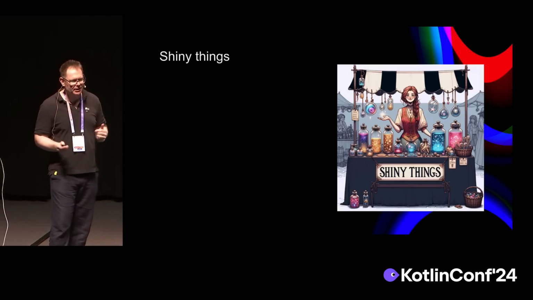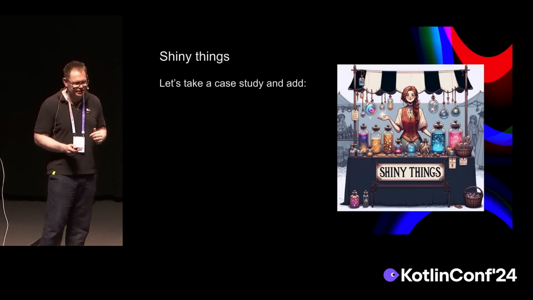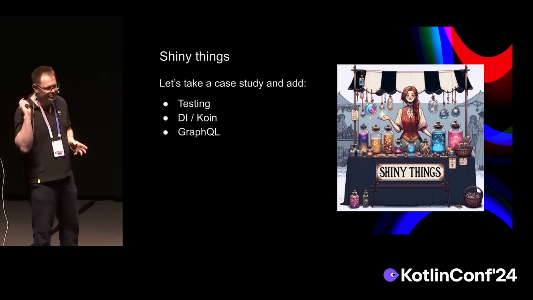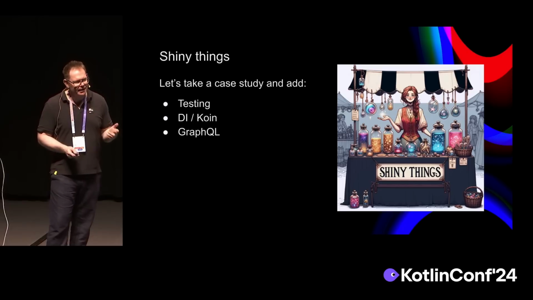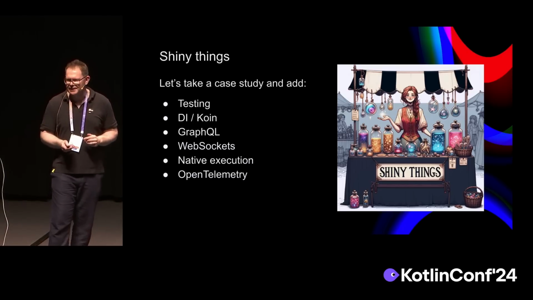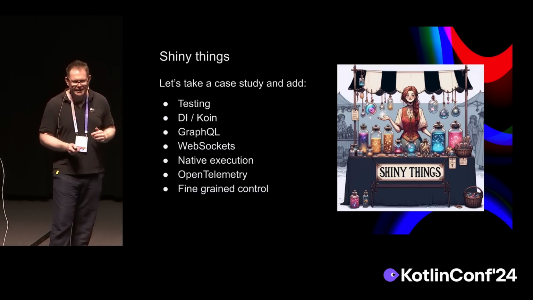So I'm going to map out a very simple case study. And then to that case study, we're adding testing. We're adding DI with Koin. We're adding GraphQL, WebSockets. We'll do native execution, OpenTelemetry, and finally fine-grained control. So we'll be running through all of these at high speed.